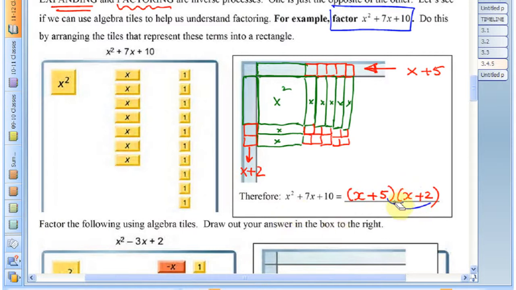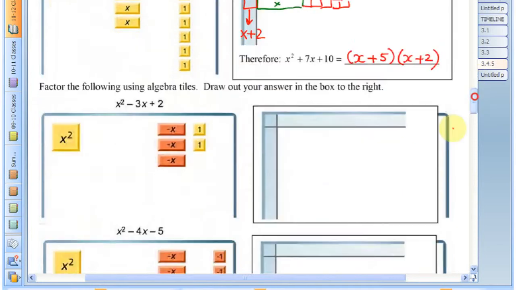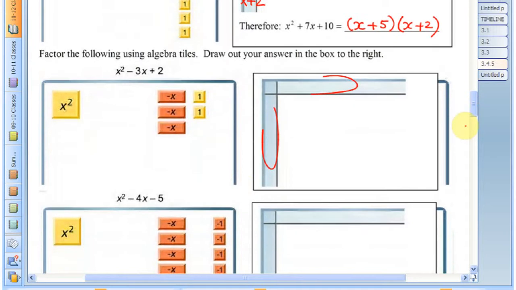All right? I'm going to ask you now to try drawing a picture for the next one. Notice some of these are negative now, okay? So draw your picture, please, and then tell me what the length and width are going to be. So try these next two. And if you're done already, keep going ahead if you wish. And if not, relax for a bit.